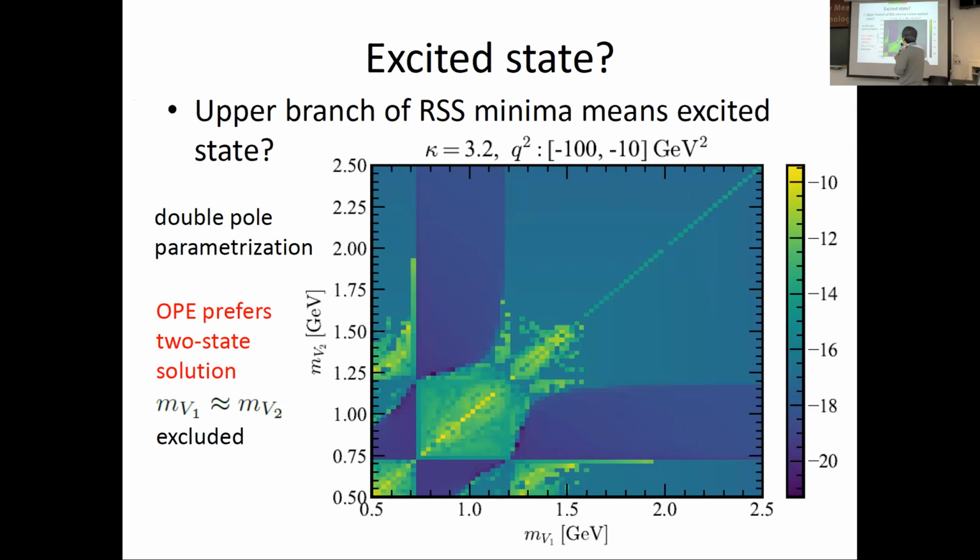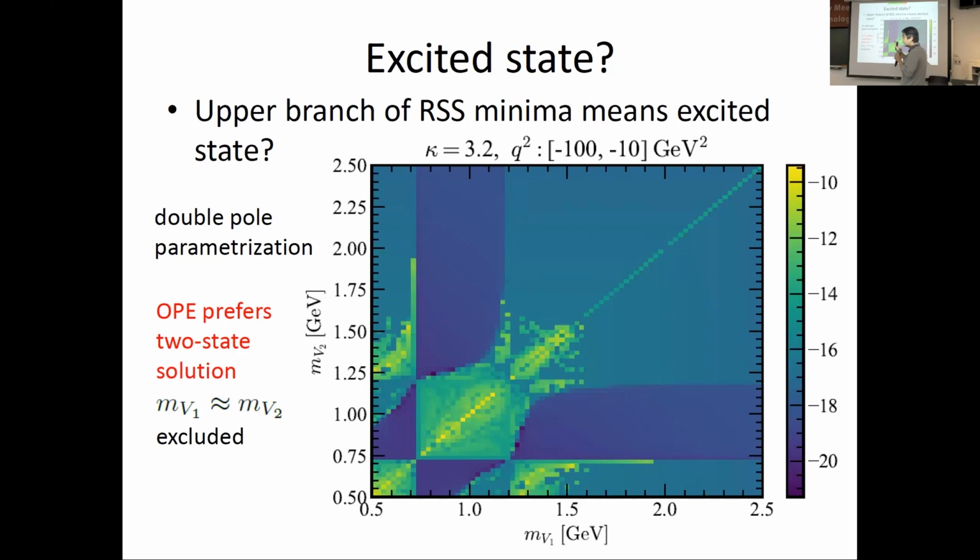Then we come to the excited states. As I just said, the upper branch of the minimum represents the excited states, but certainly you see that the excited state is not constant. This is because if you go to the excited states, these states become denser in the mass spectrum. So that's why we didn't see a constant.